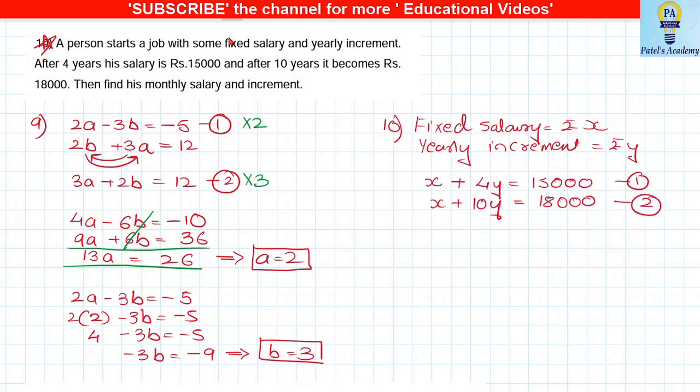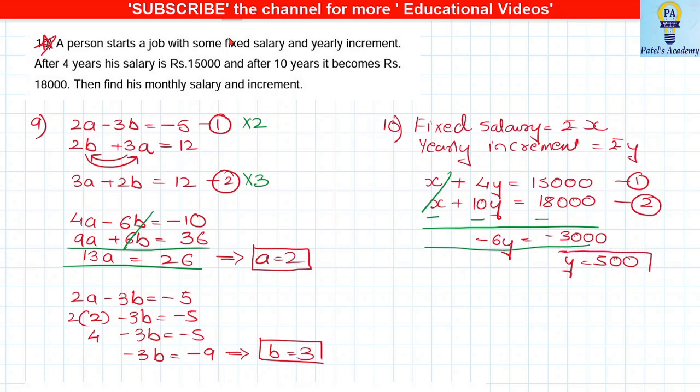Okay, so now here we have to subtract the equations. So when you subtract, x will cancel. Okay, so what we get is minus 6y equals minus 3,000. After I shift, I get y as 500. So 500 is the yearly increment. Now you have to find out x also.